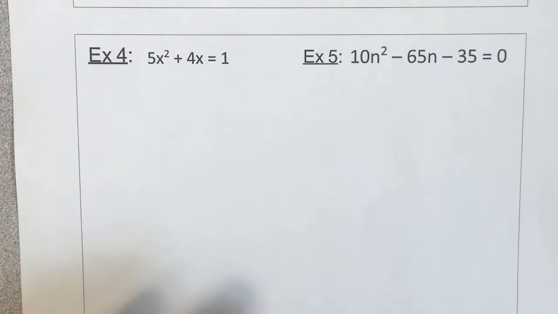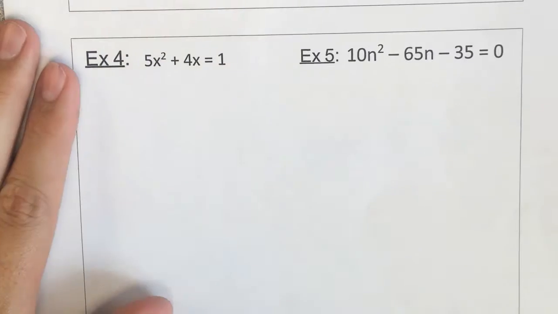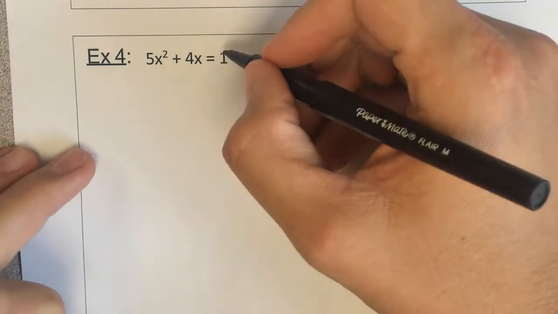Okay, I'm going to go ahead and do one more example for everybody because I'm such a wonderful person. Let's go through the steps again. We have our problem here, example number 4. First thing we have to do is set it equal to 0.